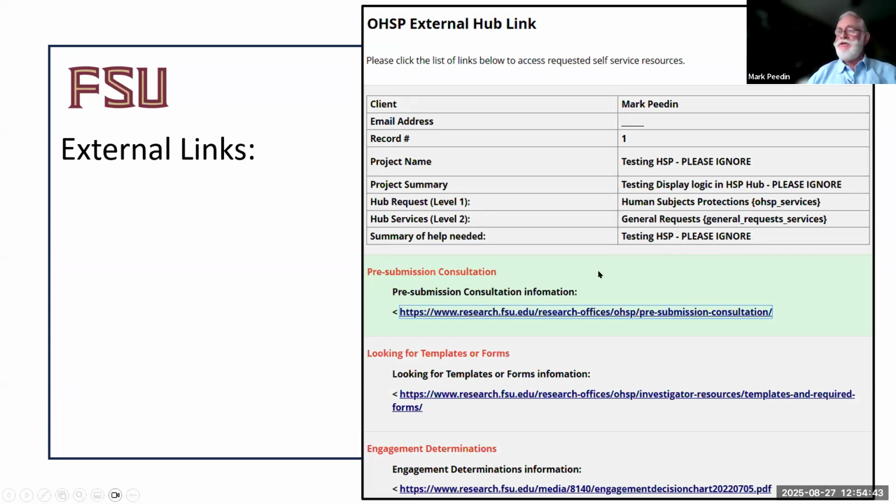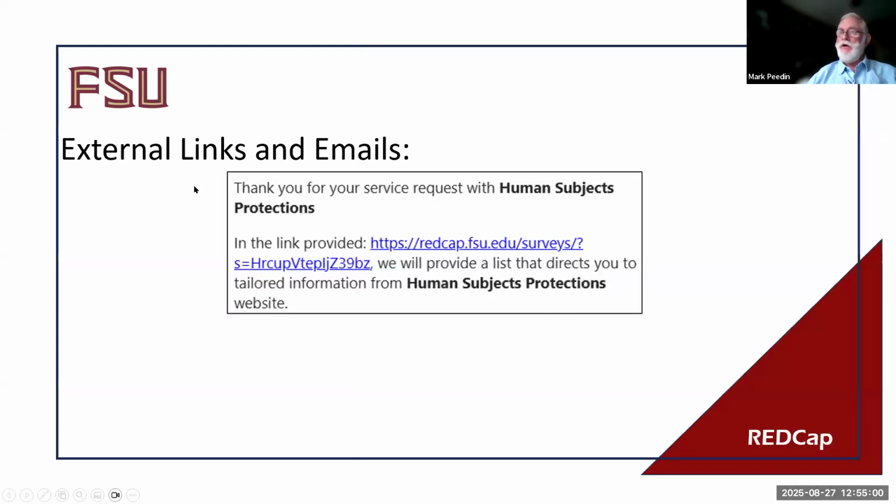And so, as I mentioned, because I selected all three of the external links, it populated. If it only picked one, it would only show one. But all three of these are hot links. Clicking on each one of these would bring up the information in a new tab. And so again, that's the first email that goes out.